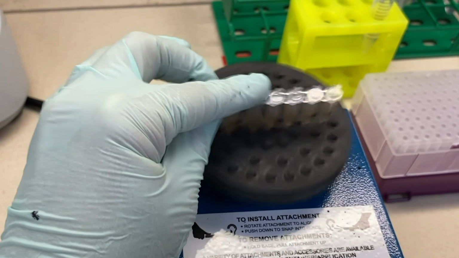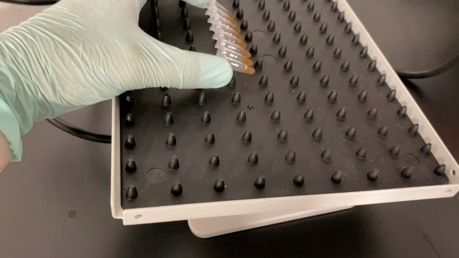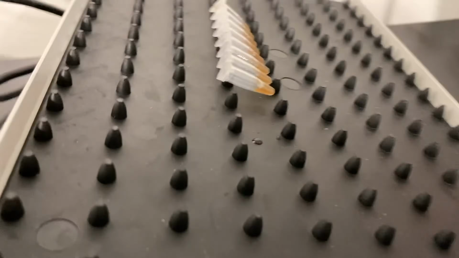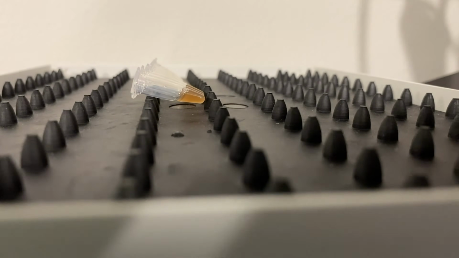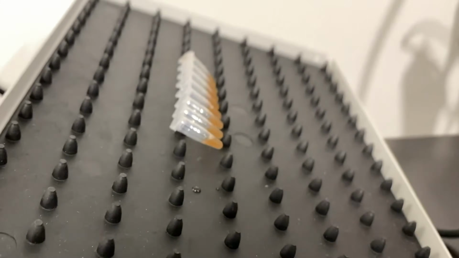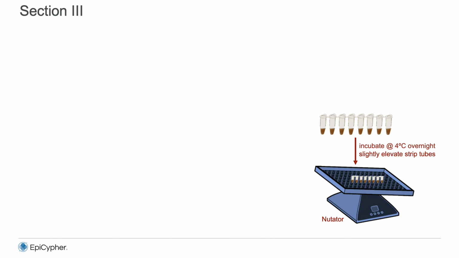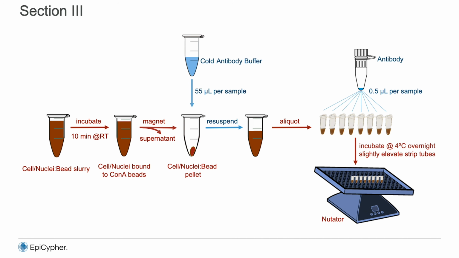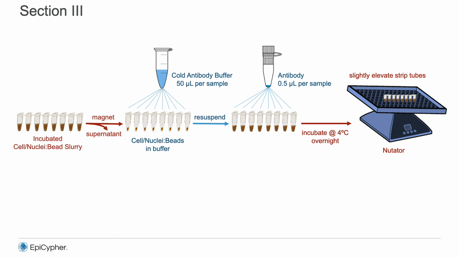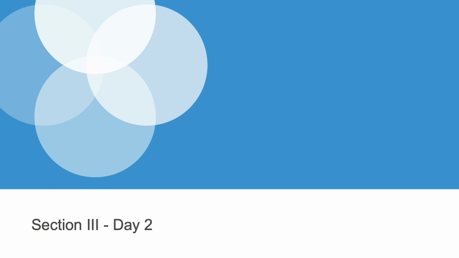Gently vortex your strip tubes, and then place them propped up on a nutator as shown here to keep the beads in solution and away from the cap. Incubate your samples overnight at 4 degrees Celsius for a total of 16 hours. This is an overview of the Day 1 portion of Section 3 in batch processing. And here's the workflow in the 8-strip format. Remember to store the digitonin buffer at 4 degrees Celsius overnight to use on Day 2.